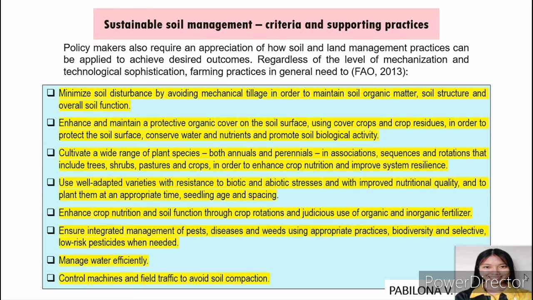Enhance crop nutrition and soil function through crop rotation and judicious use of organic and inorganic fertilizer. Ensure integrated management of pests, diseases, and weeds using appropriate practices, biodiversity, and selective low-risk pesticides when needed. Manage water efficiently. Control machine and field traffic to avoid soil compaction.